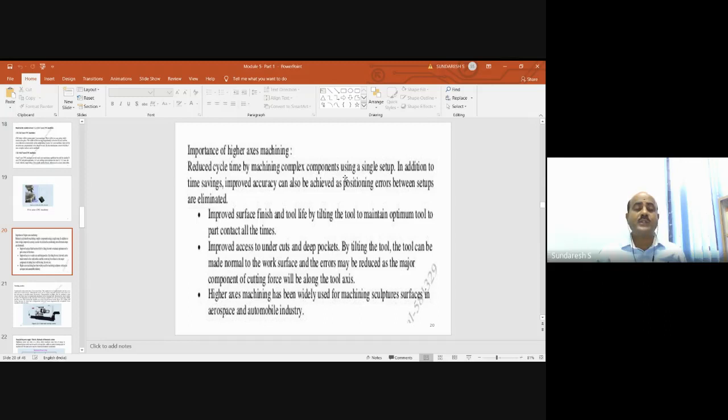The next importance is improved access to undercuts and deep pockets. By tilting, the tool can be made normal to the work surface, and the errors may be reduced as the major component of cutting force will be along the tool axis. The next one is that higher axis machining has been widely used for machining sculptured surfaces in aerospace and automobile industries. So this is how we can state the importance of higher axis machining.